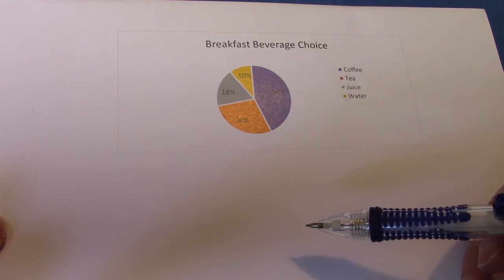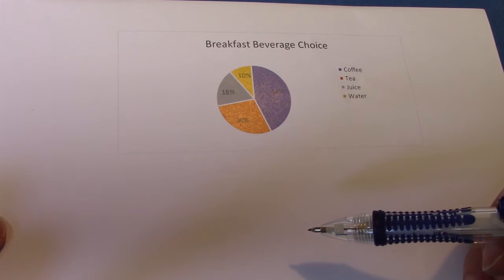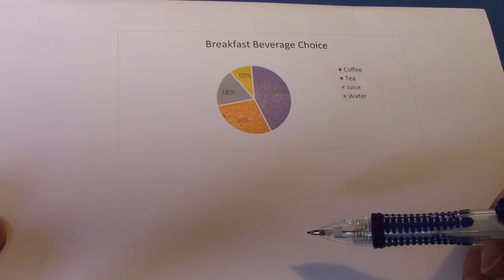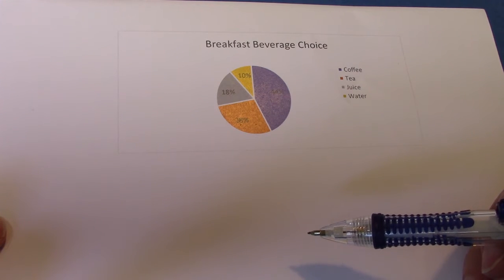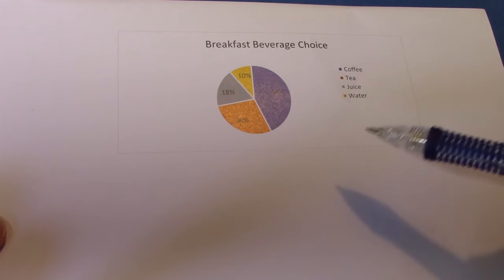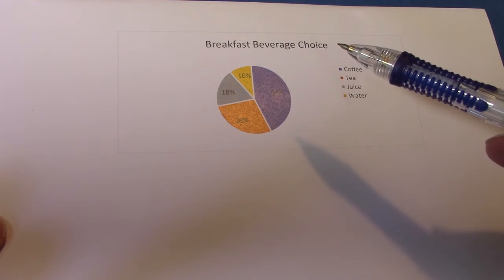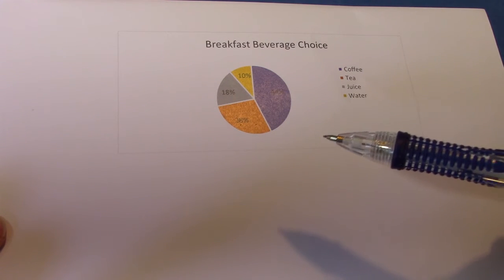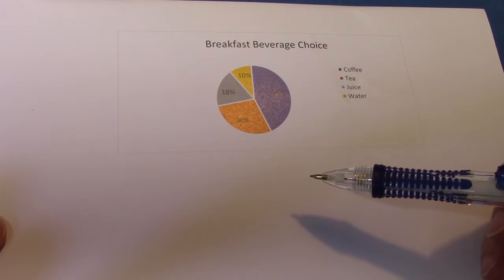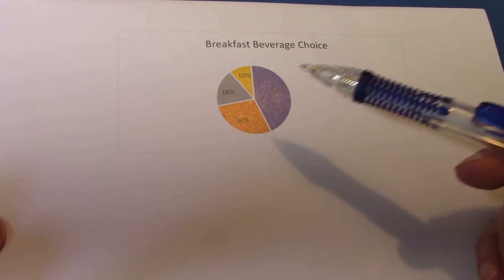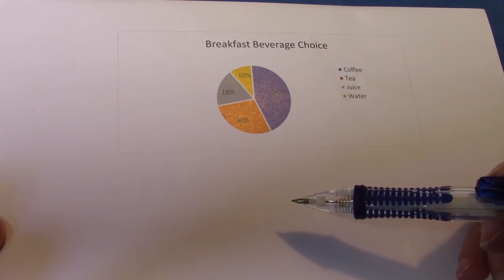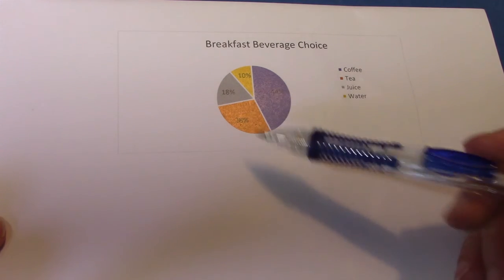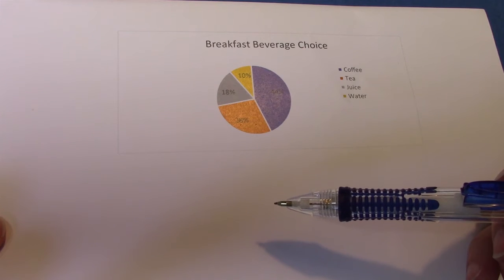With a little more information, we can calculate how many people chose each beverage. So if 250 people were surveyed to gather this data, how many chose water as their breakfast beverage? In a circle chart, the segments add up to the total. That means if 250 people were surveyed and 10% chose water, 10% of 250 is 25. So we can calculate that 25 people chose water.